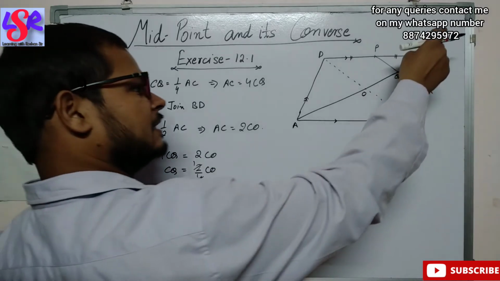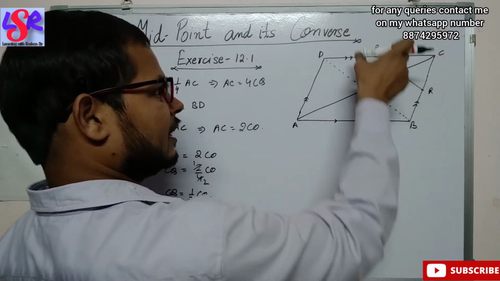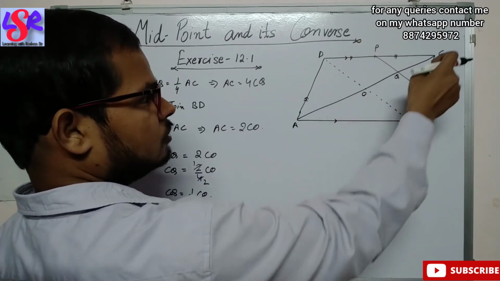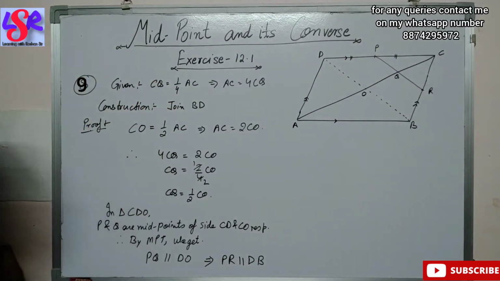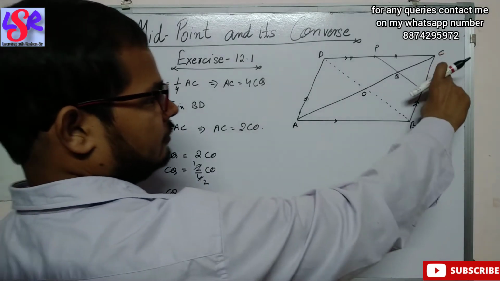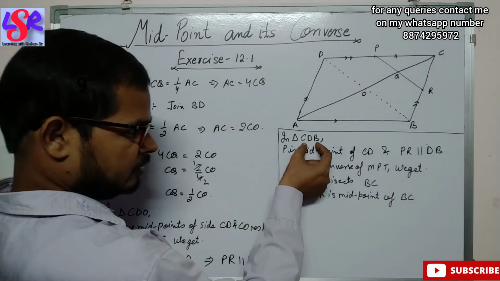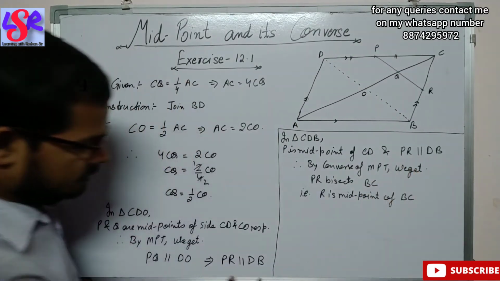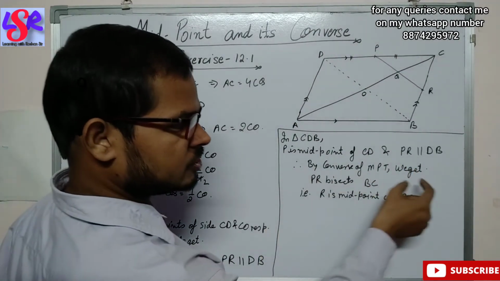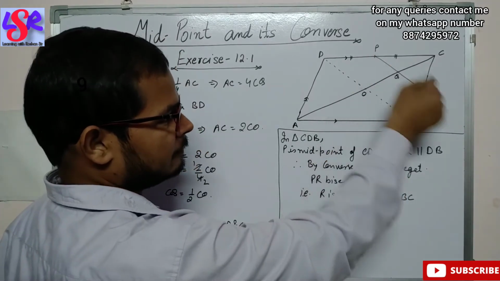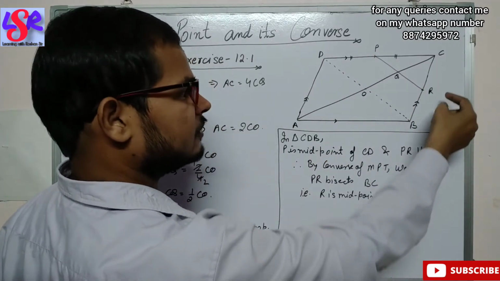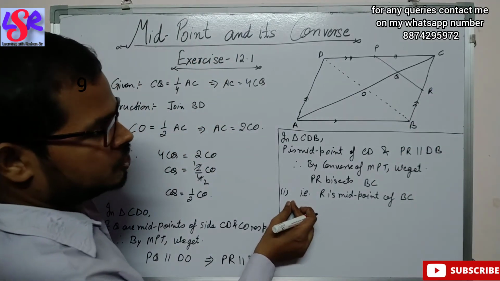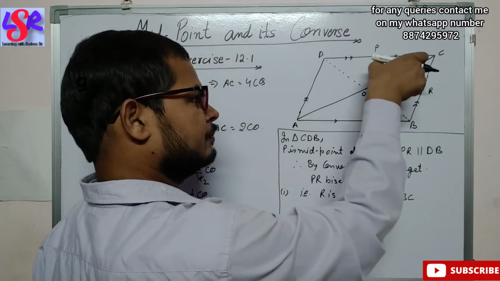Now in triangle CDB, we have P as the midpoint of CD, and PR is parallel to DB. So we can use the converse of the midpoint theorem to get R as the midpoint of BC. So here in triangle CDB, P is the midpoint of CD and PR is parallel to DB, which we have proved. So by the converse of the midpoint theorem, PR bisects BC and therefore R is the midpoint of BC. This was our first part of the question.